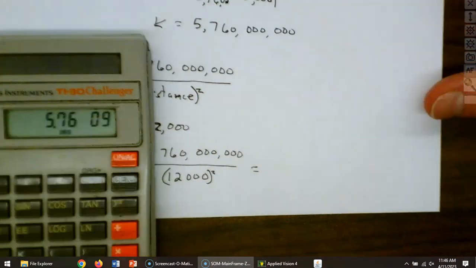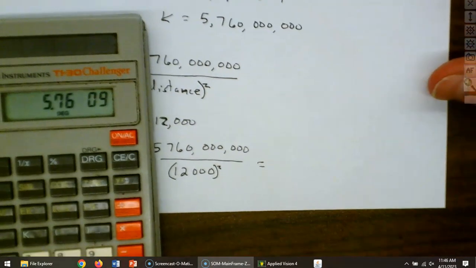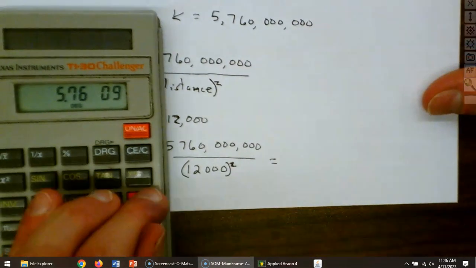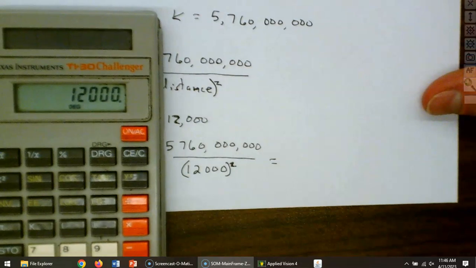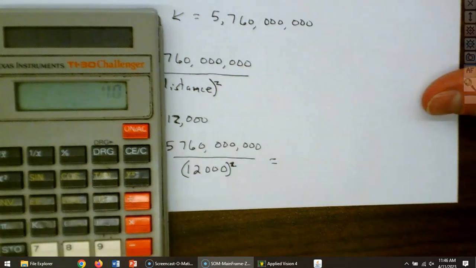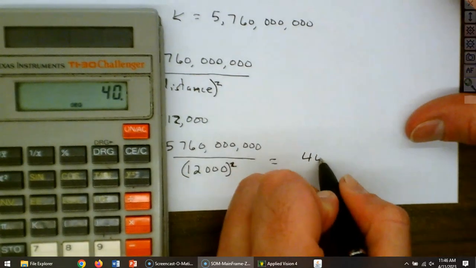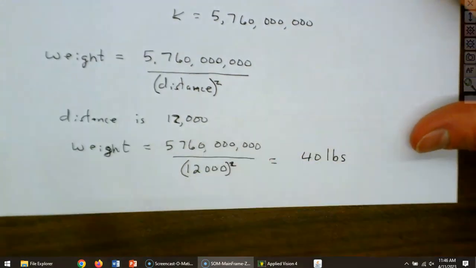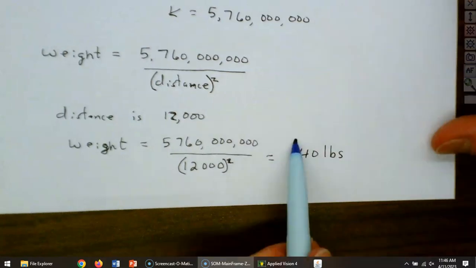Now I've got the number in the calculator right here. It's in scientific notation, and I can just keep that there. And I'm just going to divide that by my 12,000. And we've got to square it. And that gives you then 40. So that object should now weigh only 40 pounds.